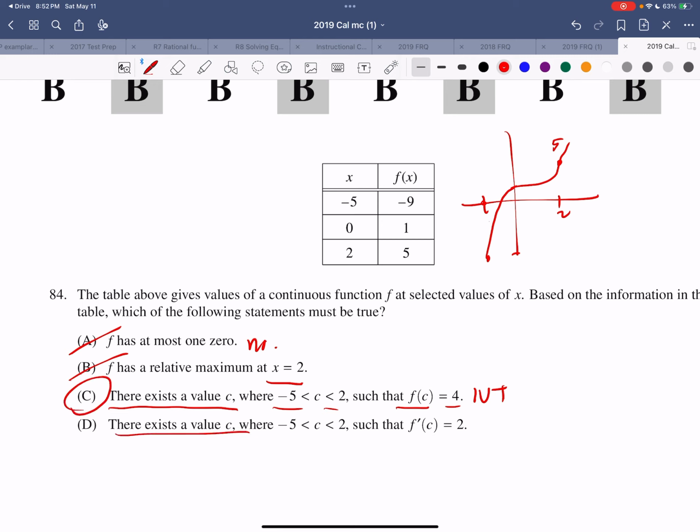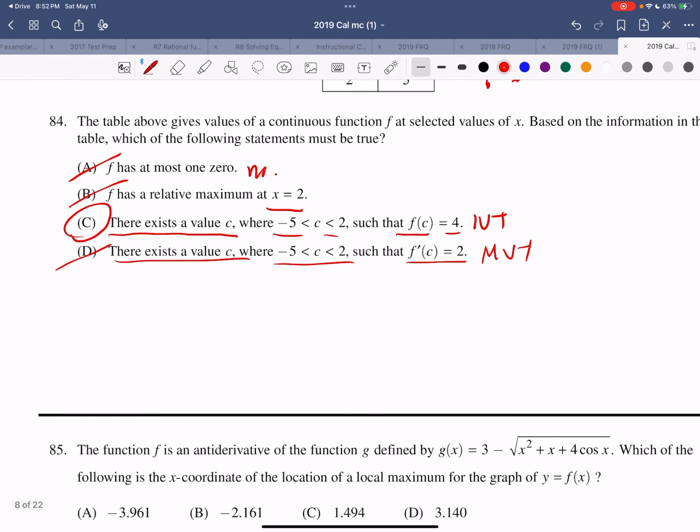And there exists a value of c such that the slope is equal to 0. This is the mean value theorem. This is not necessarily true, okay? So the answer is going to be C. IVT usually makes sense. MVT is not always, okay?